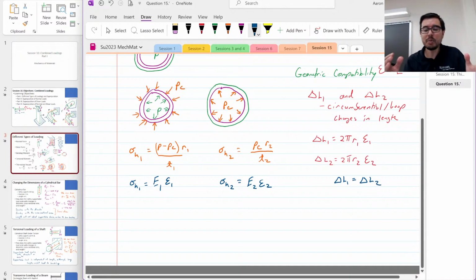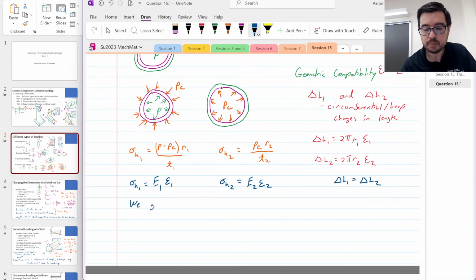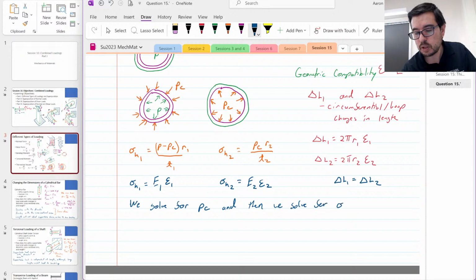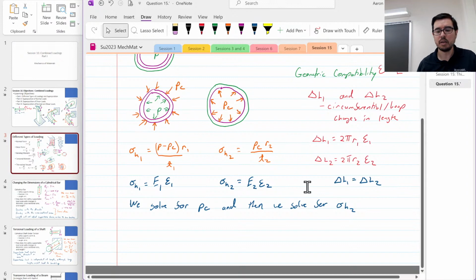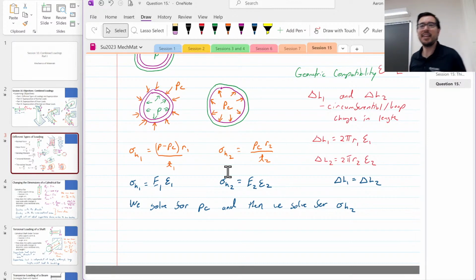Yep. So then once we solve for PC, we put it in, and then we solve for sigma H2, right? Because wasn't it asking for the hoop stress? Yeah. It was asking for the hoop stress in the outer one. Okay. I'm glad you asked. That's a good question.